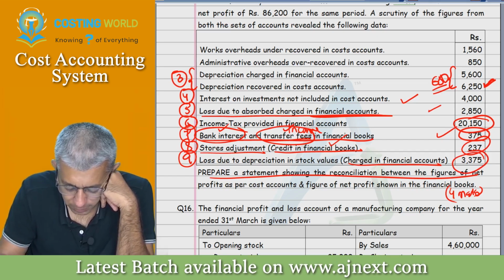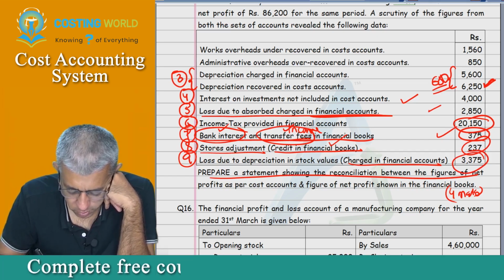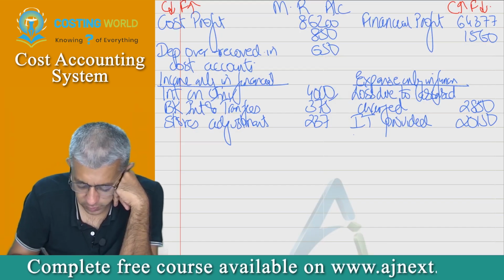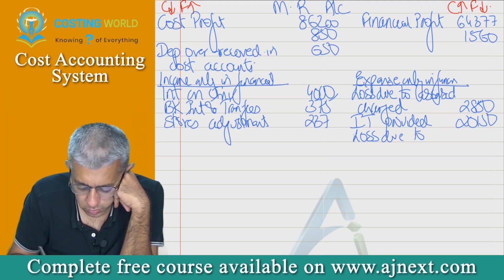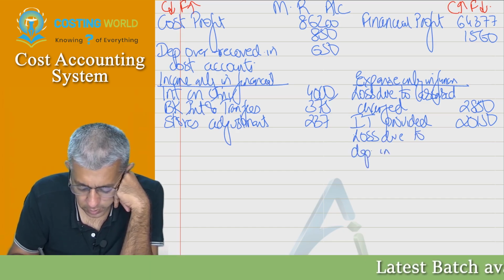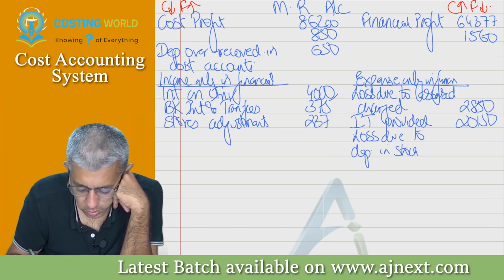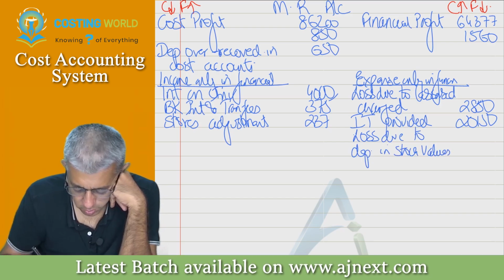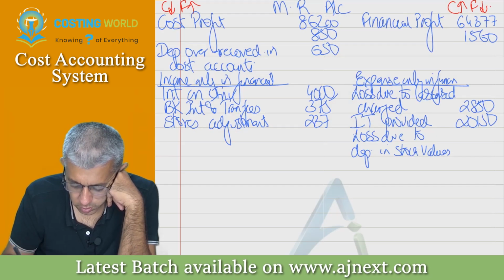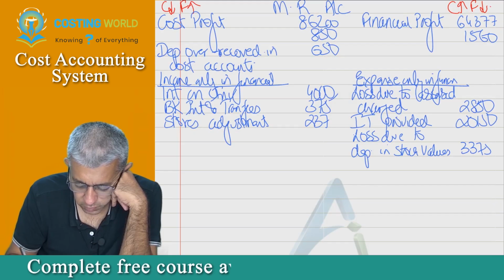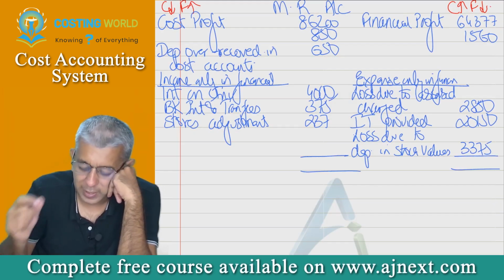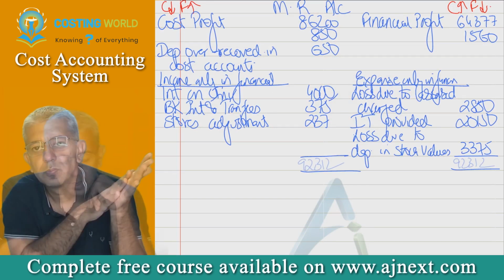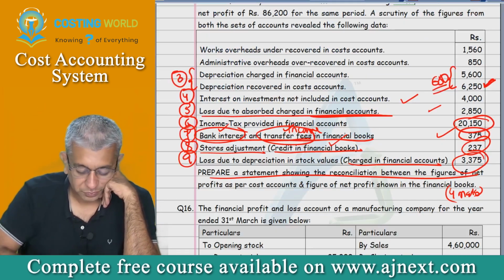Loss due to depreciation in stock values. So therefore this is expense only in financial, no? Loss due to depreciation in stock values. 3375. Take somebody's name, it should tally. Listen.